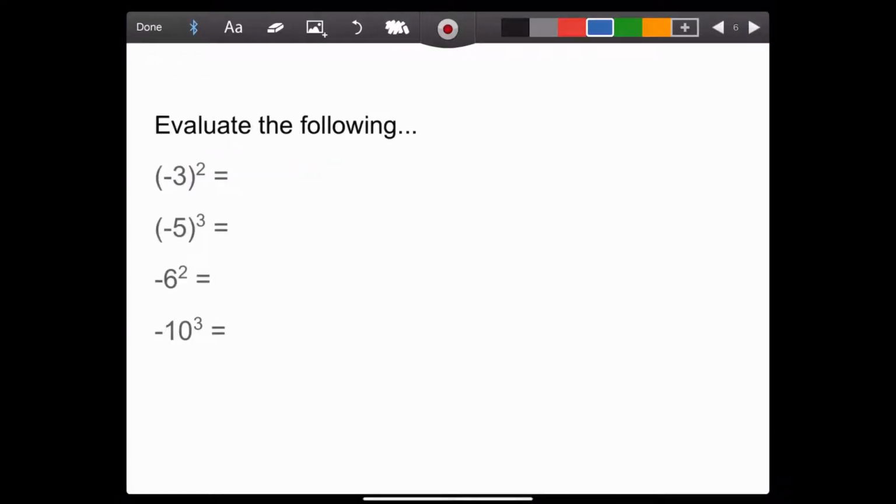Evaluate the following. So I have negative 3 squared. So what does that mean? It means negative 3 times negative 3. Okay, so we use what we learned yesterday about multiplying integers. So we multiply a negative times a negative, so that's a positive. So I'll put a positive there, but you don't need to. And then 3 times 3 is 9. So really, you just have 9 as your answer.